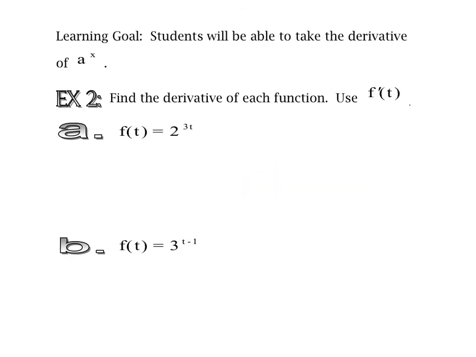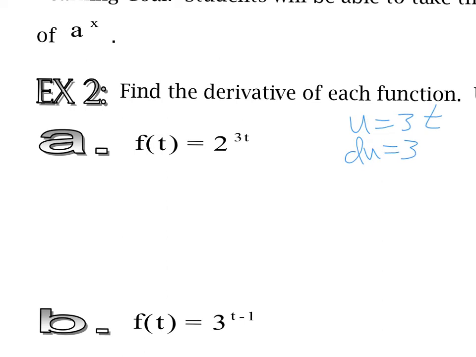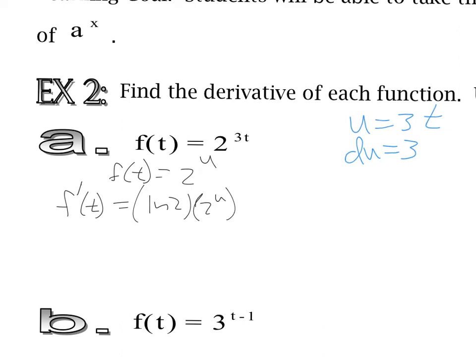Okay, let's look at example 2 on the next page. Okay, so now we actually have a function inside a function. So let's make u equal 3t. And therefore my du is going to equal 3. And so we can rewrite this as f of t. I haven't taken the derivative yet. This is just 2 to the u now. Therefore, f prime of t equals the natural log of 2 times 2 to the u times du, because we are using the chain rule here.